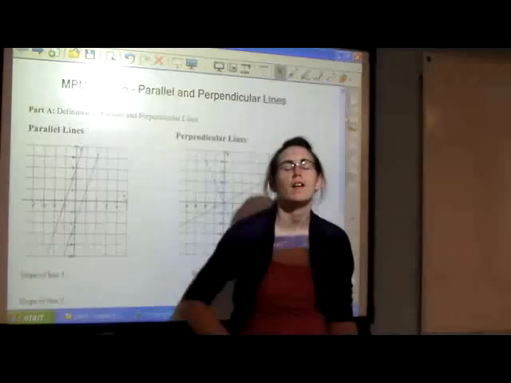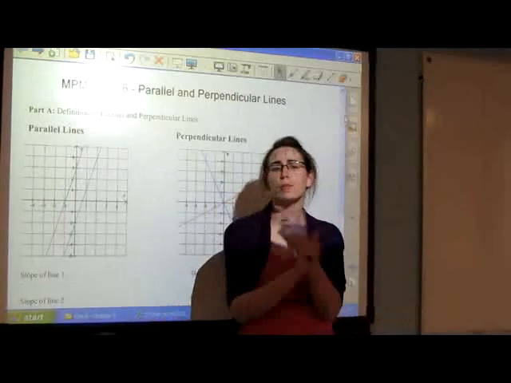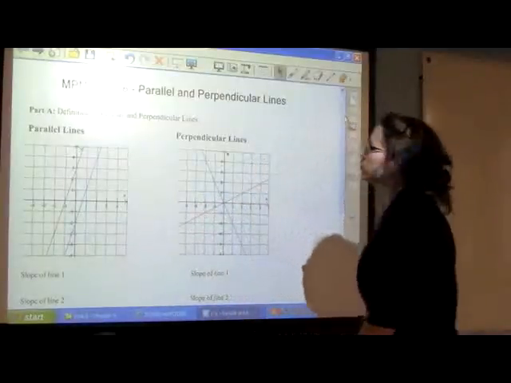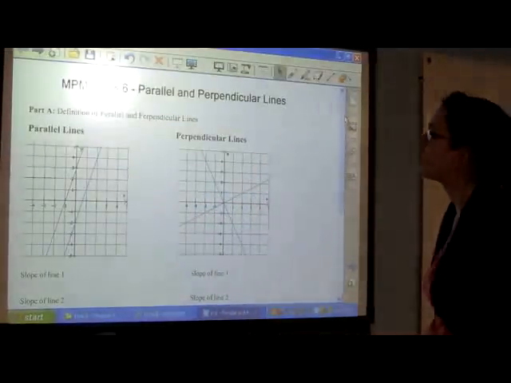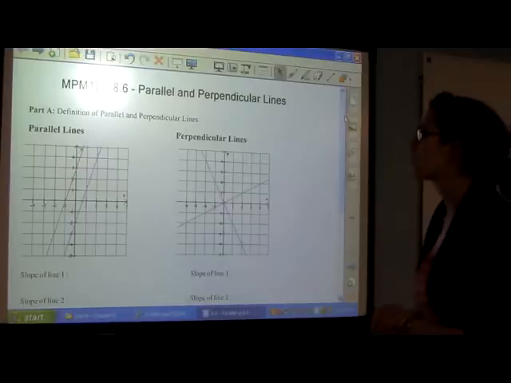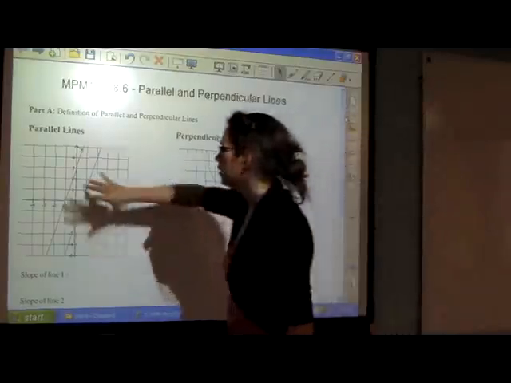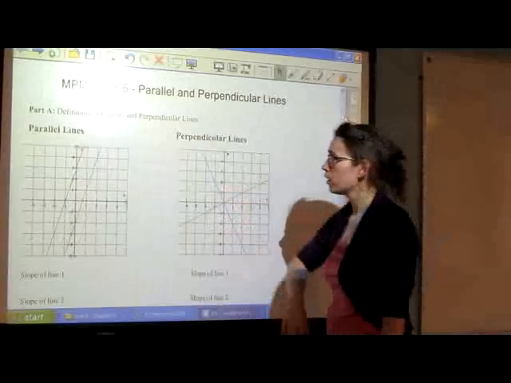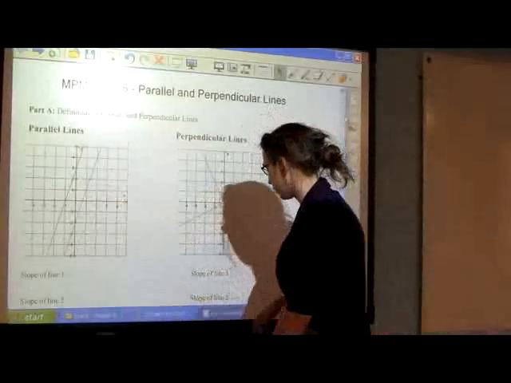In today's lesson, we're going to talk about parallel lines and perpendicular lines, and what those two words mean. Before we get into a definition of what parallel means and what perpendicular means, it's probably best to work ourselves through an example. So we have here two parallel lines, and I have here two lines that I'm calling perpendicular. I have one that's red, one that's blue on my screen.